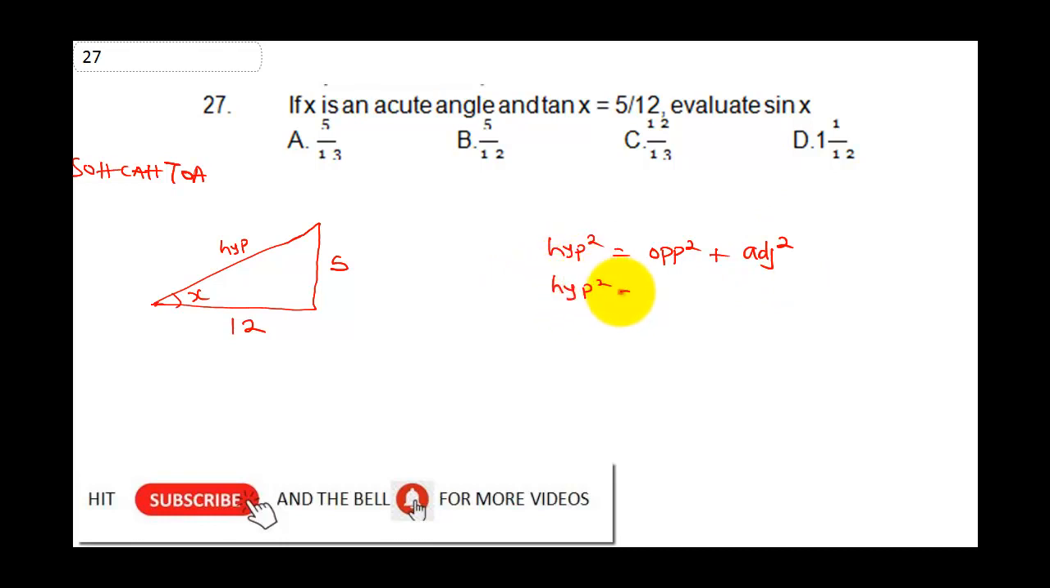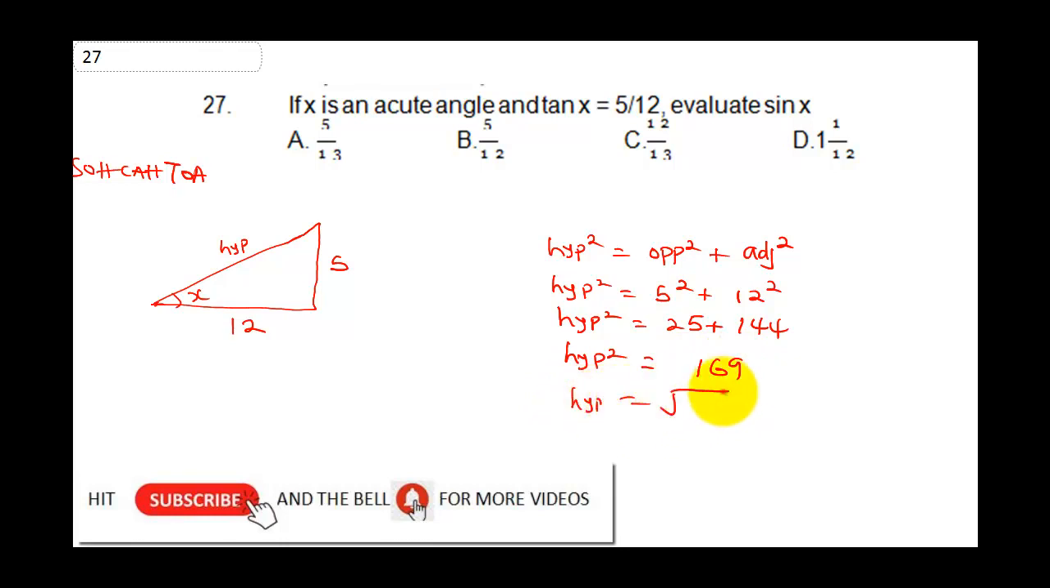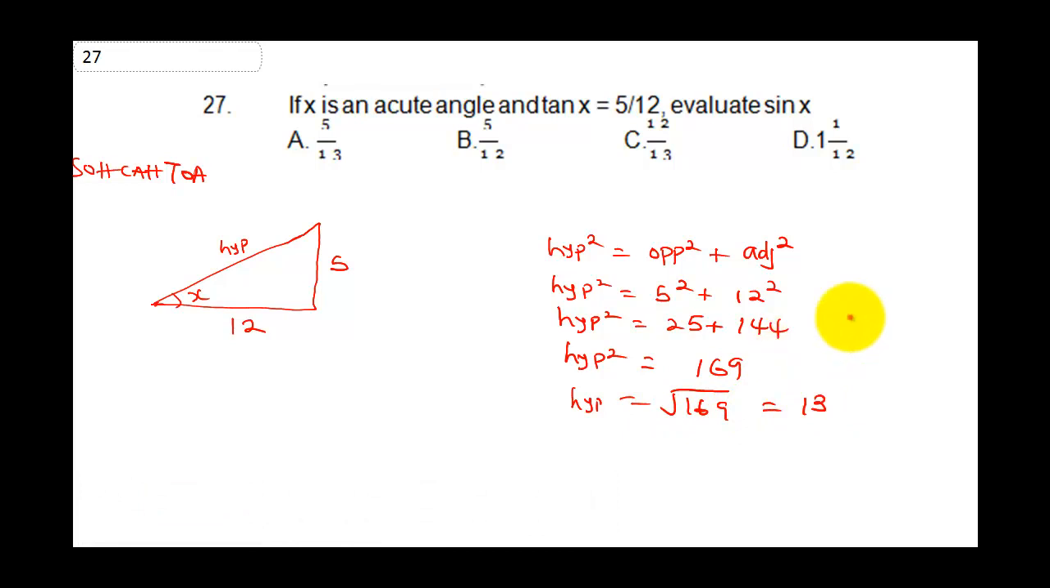Hypotenuse squared will be 5 squared plus 12 squared. That is 25 plus 144, and when you sum this up, you get 169. Therefore, hypotenuse is going to be the square root of 169, and that's going to give us 13. So now we know that our hypotenuse is 13.